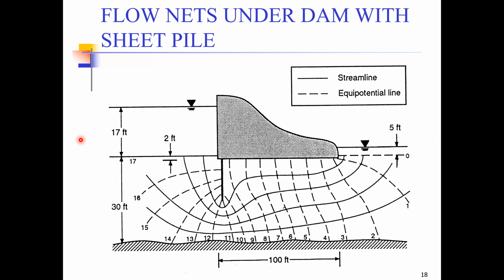So this is how the final flow nets would look like. The water entering from the upstream end goes all the way through beyond the sheet pile and exits at the downstream end. And correspondingly, I hope now you would be able to draw the equipotential lines by yourself. So in these three examples, we have seen how the water flows beneath the dam body.